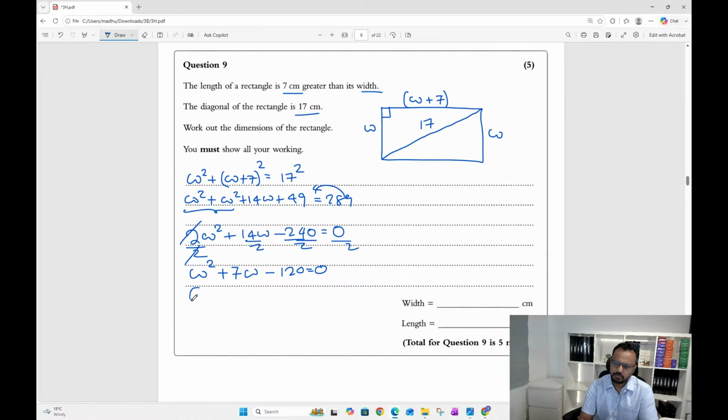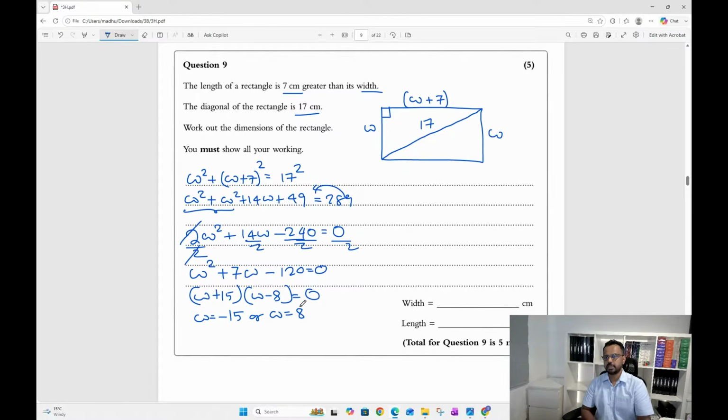Right. Now, factors of negative 120 that add up to 7. That's quite easy, actually. That's 15 times 8. Because I got positive 7, so plus 15 and negative 8, because 15 take away 8 gives you 7. Now, each one is equal to 0. So W could be negative 15 or W could be 8.